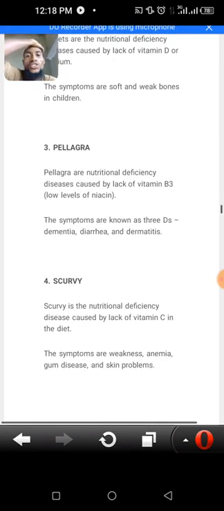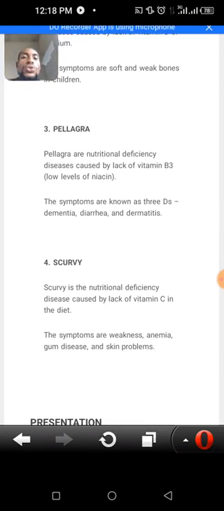So the next one is pellagra, which is caused by lack of vitamin B3, that is, a low level of niacin. So the symptoms when you are having a vitamin B3 deficiency are dementia, diarrhea, and dermatitis. So when you have diarrhea, it is when the child starts stooling, continues to stool around.